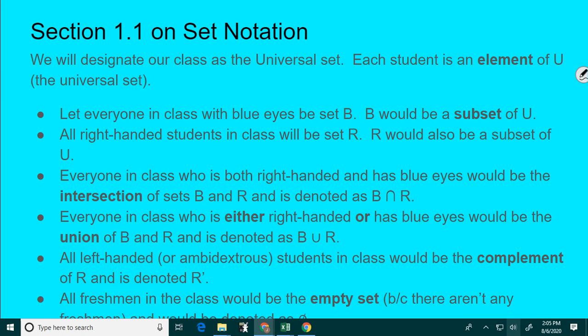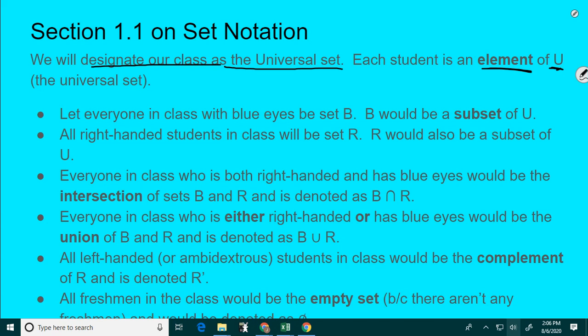We're going to say our class is what I call the universal set. So everyone in our class is called the universal set. That's the only thing we're working on, this class. So we use capital letter U for that. And we say that each student is an element of U, the universal set. So you're all an element in our class.